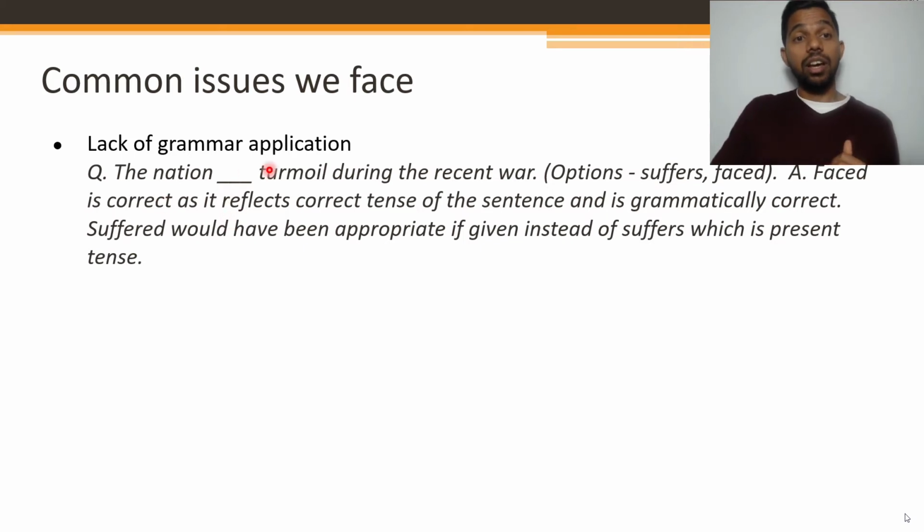The nation blank turmoil during the recent war. Now you have two options here. One is "suffers" and one is "faced." I'll give you some time to choose the correct answer. The nation blank turmoil during the recent war.